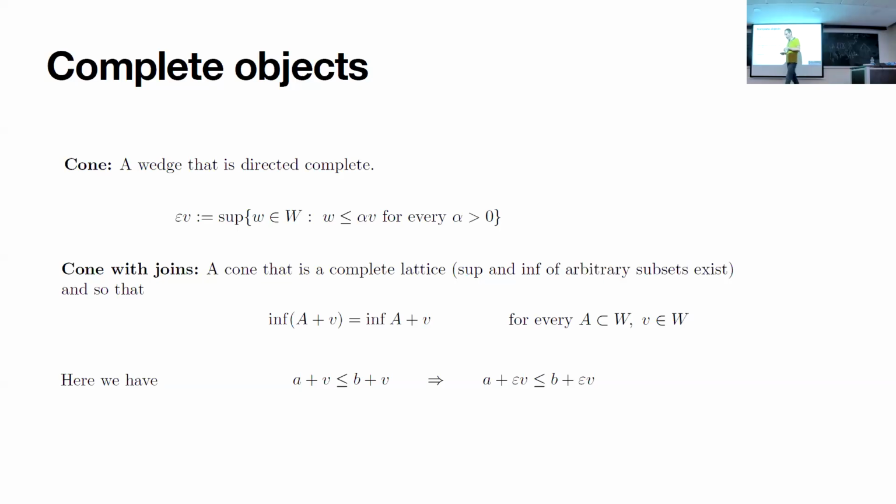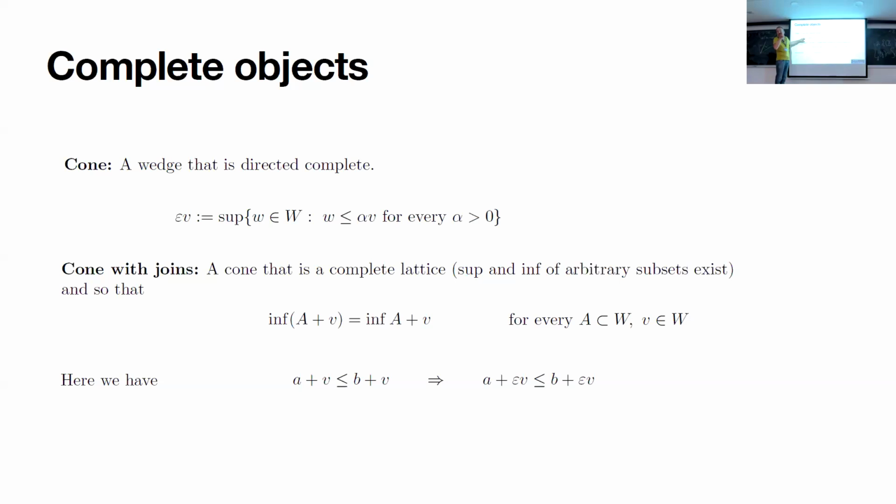You can isolate, for any element of a cone, what is in some sense its part at infinity. Fix V, and observe that the collection of W which are less or equal than alpha V for any strictly positive alpha is a collection which is closed by sum. If I pick W1, W2 in here, for trivial reasons W1 plus W2 is still in here. Being closed by sum, this set is directed, because the sum of two vectors is bigger than either one of the two. So there is a supremum of this set by definition of directed completion. And this supremum we can call epsilon V.